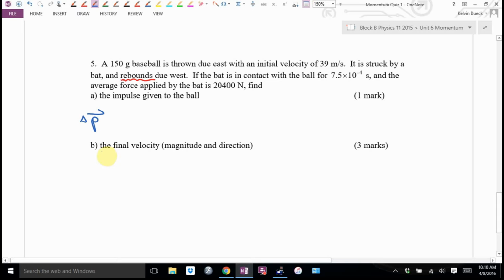You know what? I looked at part B, Isabella. In part B, they're asking me to find the final velocity, so I don't think I can use final minus initial in part A like I have been before. You know what, Isabella? I think I'm going to have to go force times time. Did they tell me a force in this question, Isabella? Did they tell me a time in this question, Isabella? Woohoo!